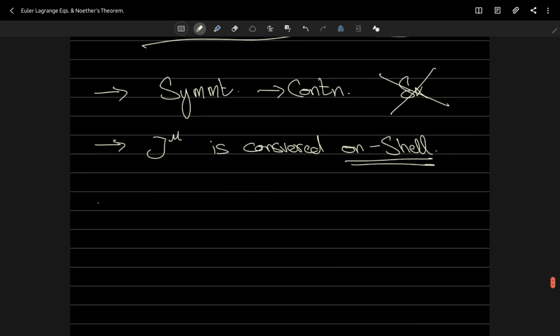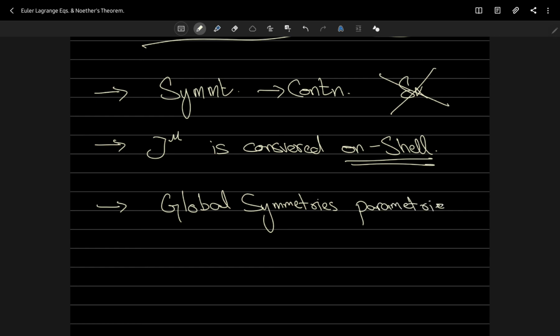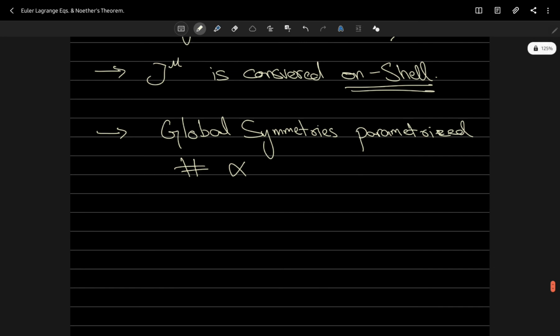What I mean by on shell is that the equations of motion are satisfied, right? And finally, it works for global symmetries that are parameterized by a number alpha, and not only for gauge or local gauge symmetries that are parameterized by functions of alpha that are defined like this.